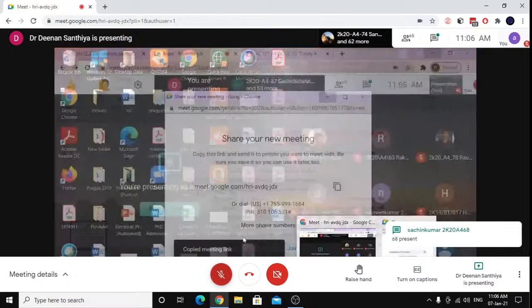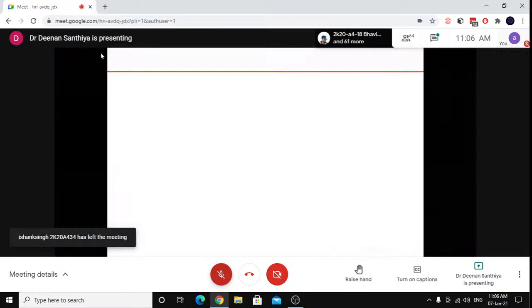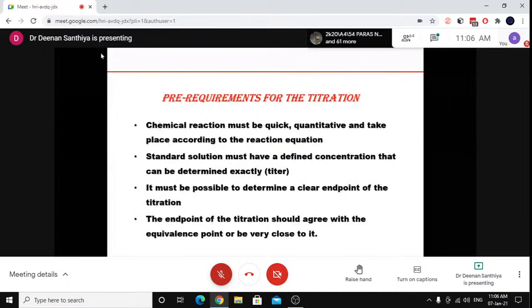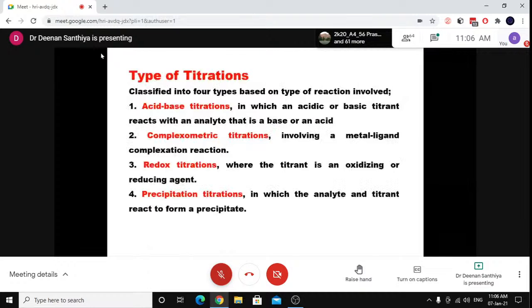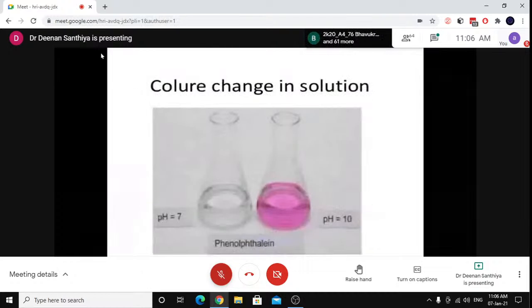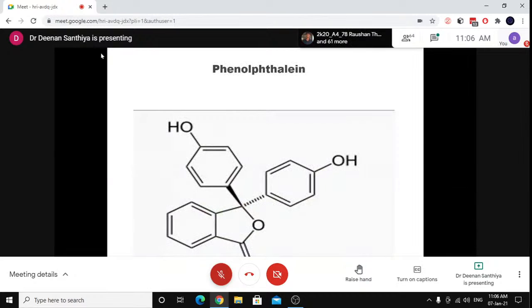So far we have seen titrimetric analysis, the basic definitions, how many types of titrations there are, and acid-base indicators. How the indicators change the color, what theories are associated with these indicators, and how they change the color, all these things we have studied in detail.